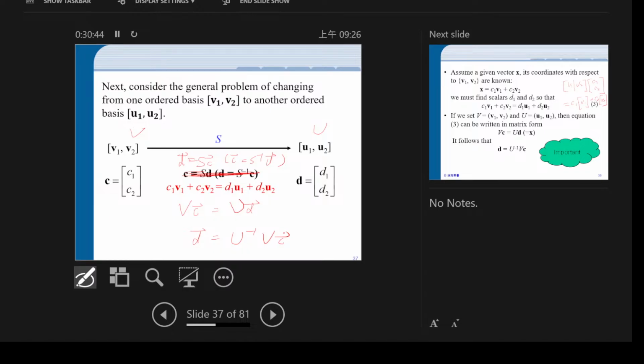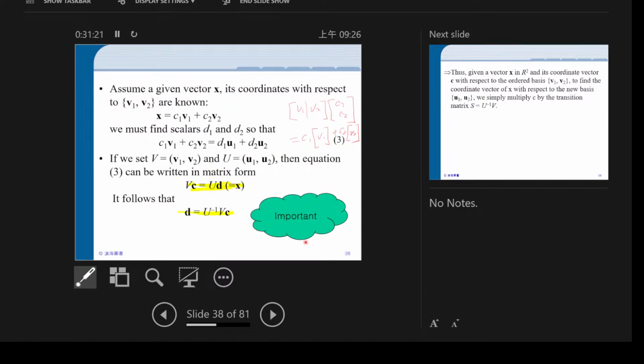But I think the really important thing is you should remember the middle part. This is easier to memorize. If you just try to memorize S, it's a little harder to know whether S is going from V to U or U to V. But if you remember this equation, you just have the V matrix times the V coordinate equal to the U matrix times the U coordinate. Then if you want to go from one coordinate to the other, you can just move the U and V around.